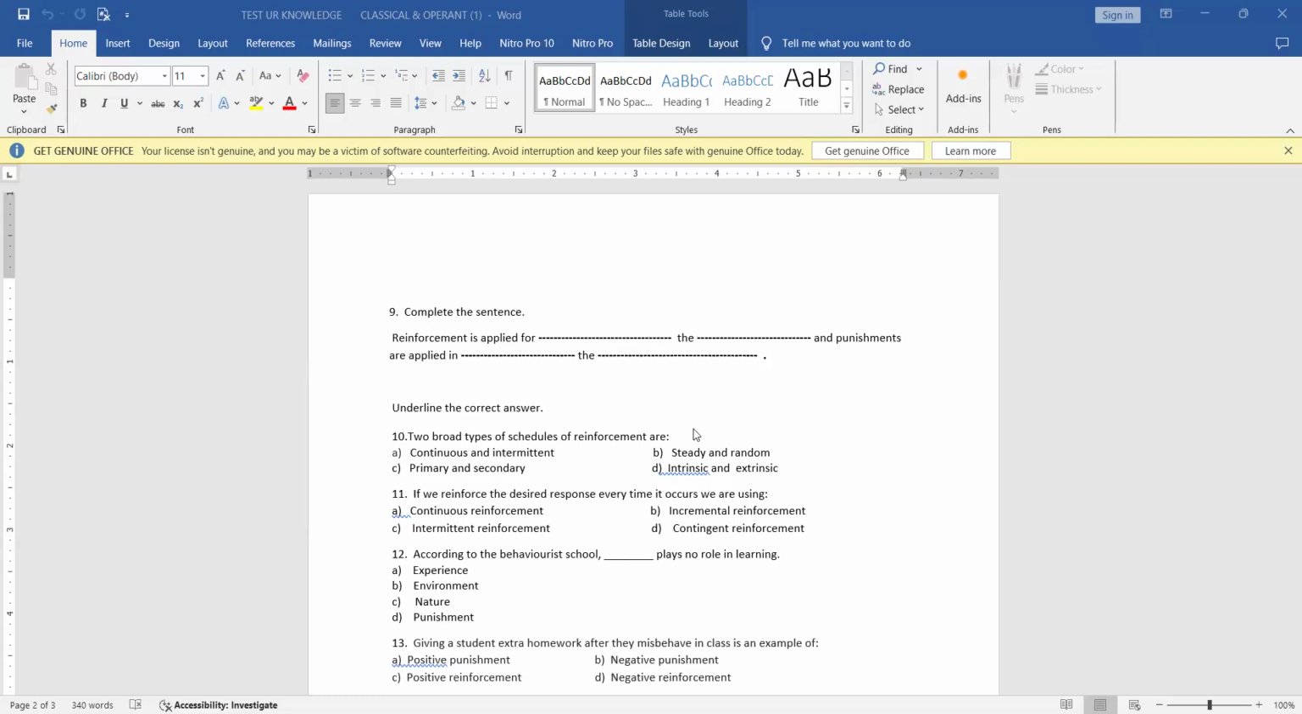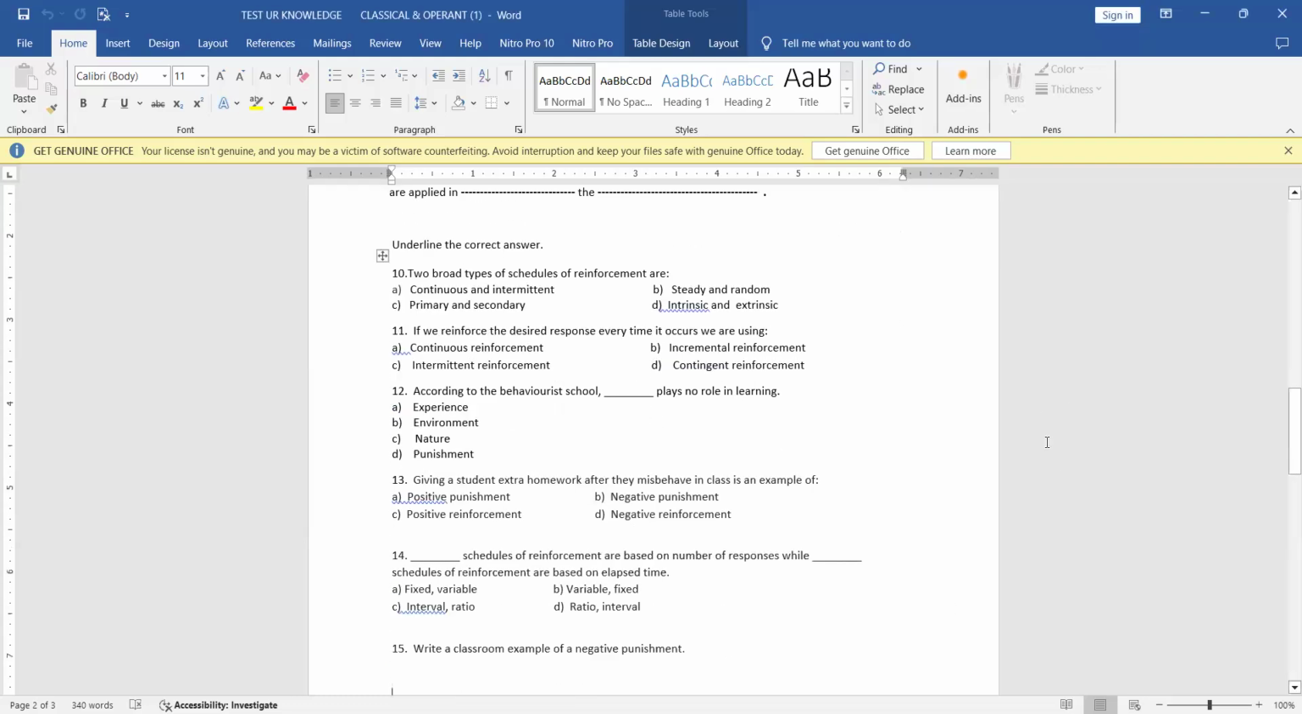A. Okay. According to the behaviorist school, blank plays the role in learning. Experience, environment, nature, punishment. According to the behaviorist school, blank plays no role in learning. Nature. Nature means our inheritance. They do not talk by considering inheritance.